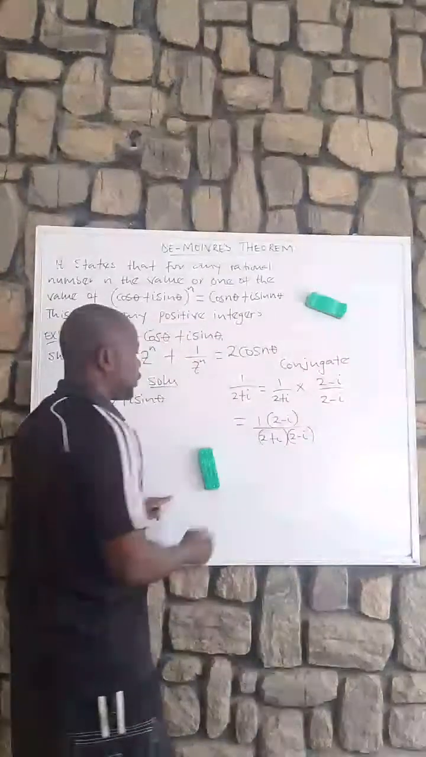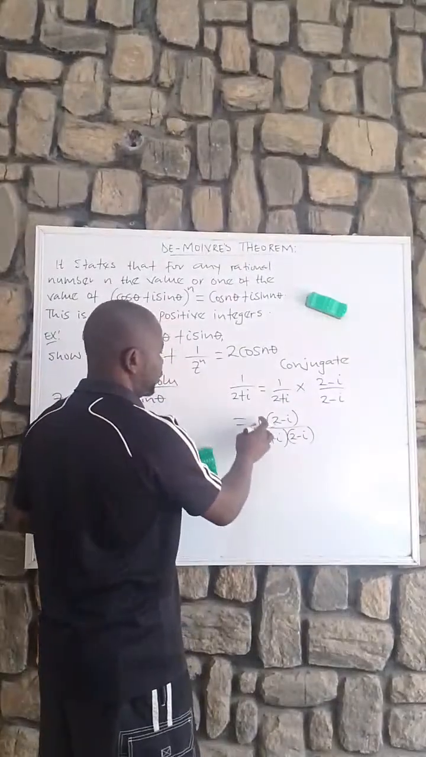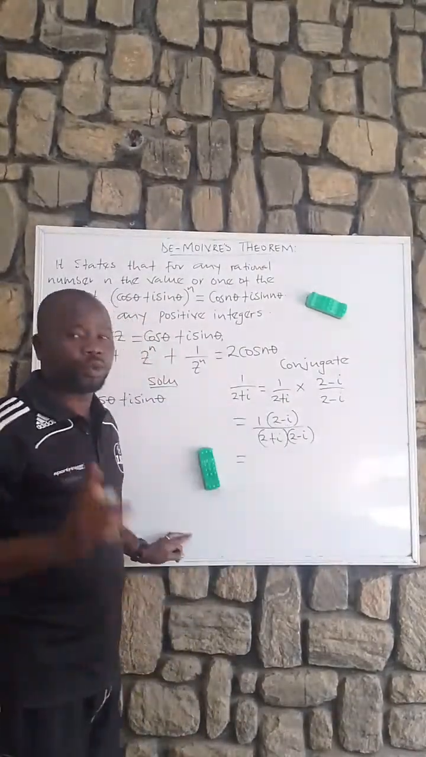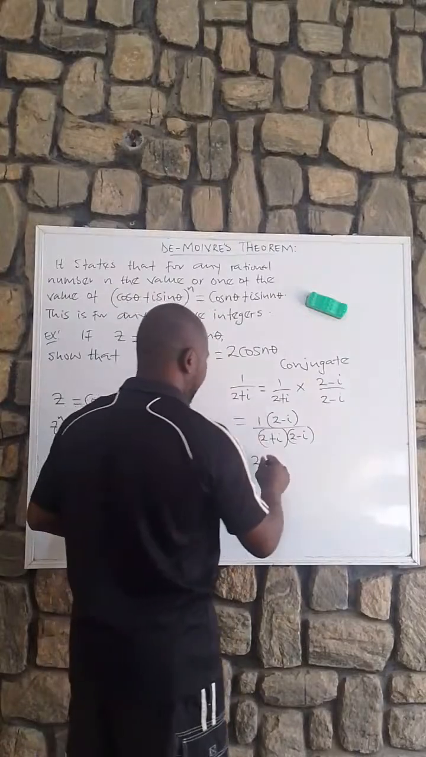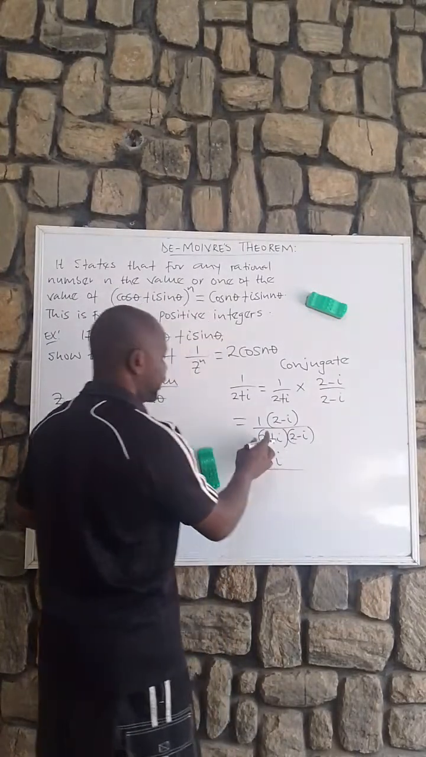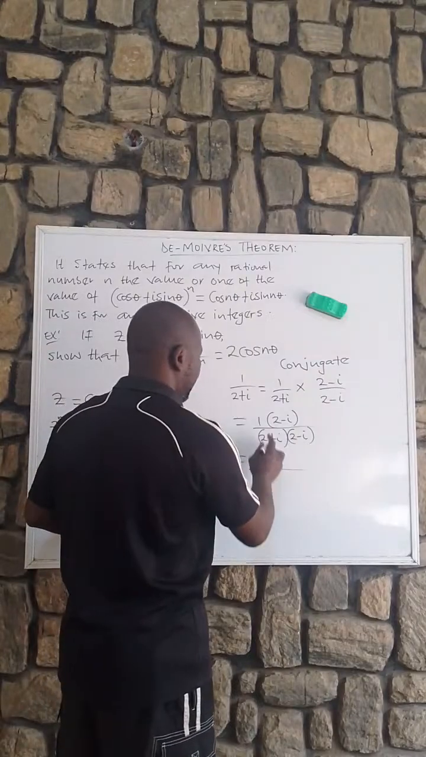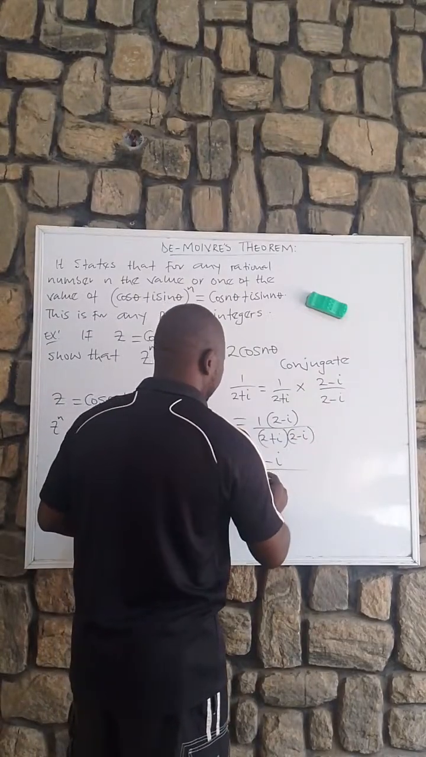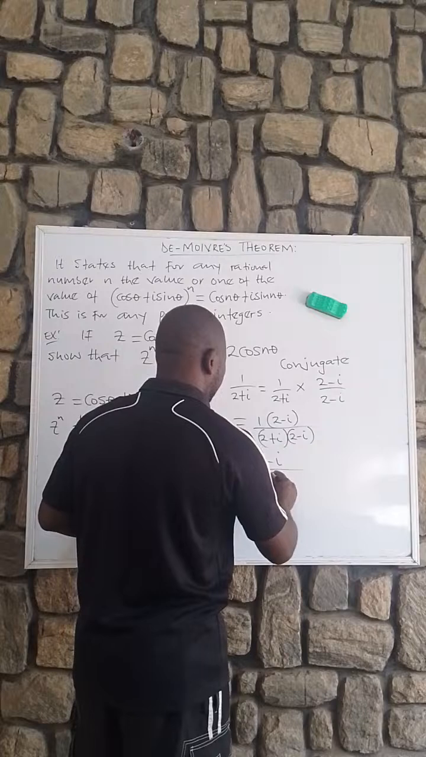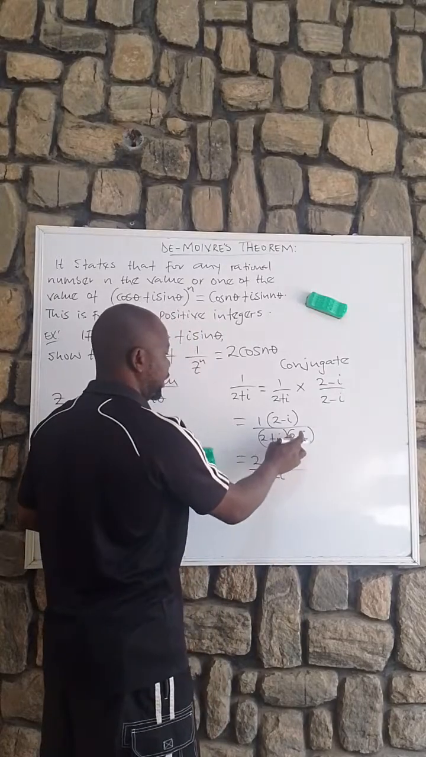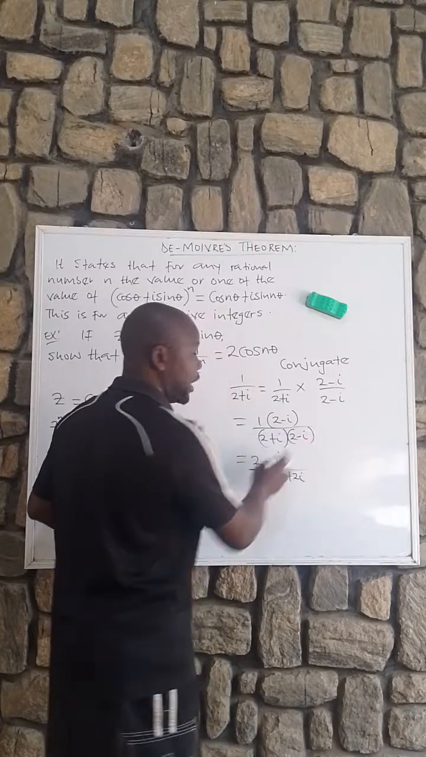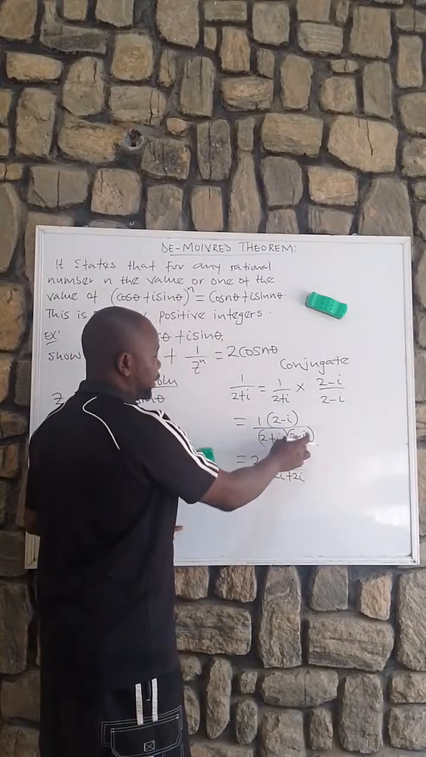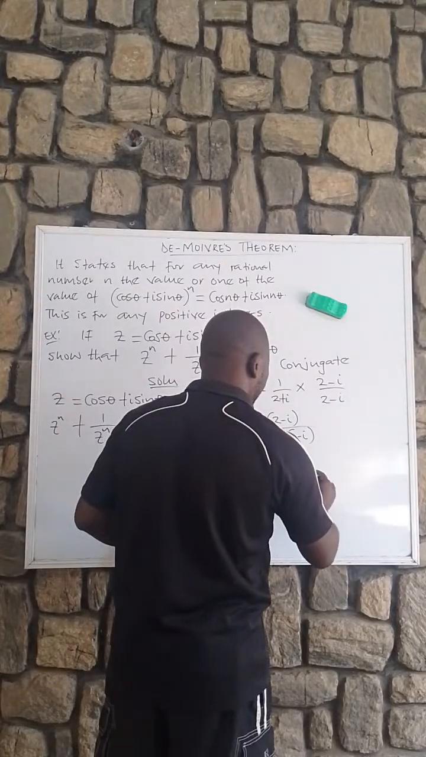So this we're going to do as 1 times 2 is 2, going to give us 2, then 1 times minus i is minus i, all over 2 times 2, 4. 2 times minus i is minus 2i, then plus i times 2 is plus 2i, then i times i, plus i times minus i is minus i squared.